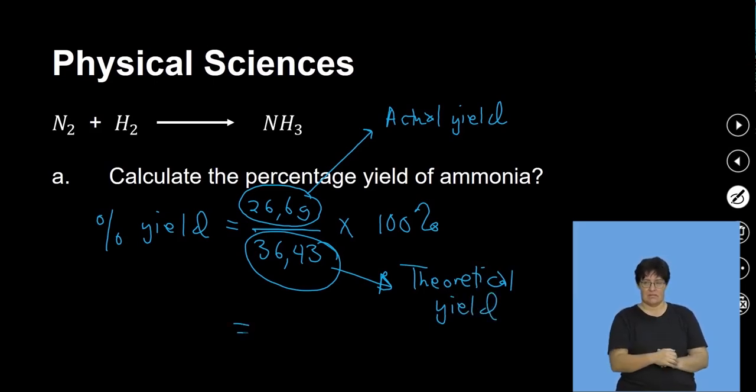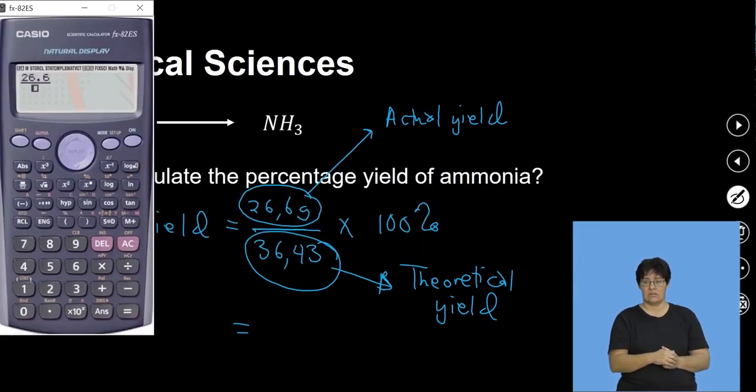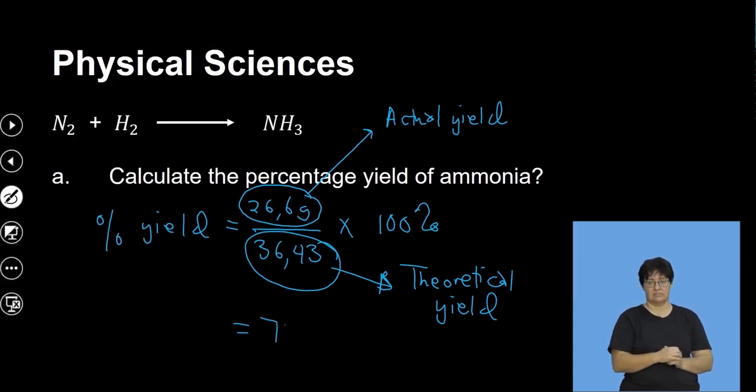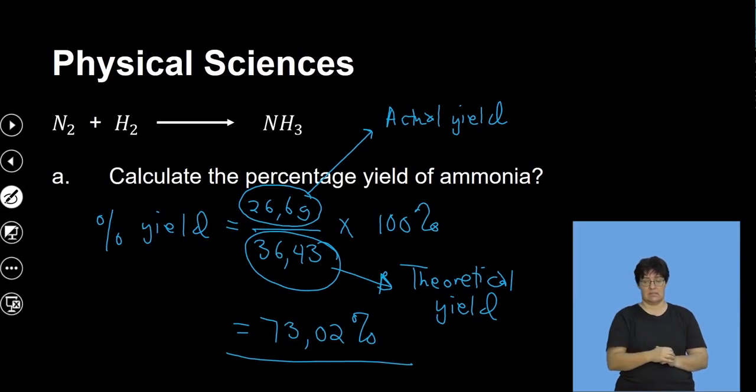Then this gives us, if we go to our calculator just to verify that, 26,6 divided by 36,43. We multiply that by 100 so that we get that percentage. So the value as a decimal fraction is 73,02%. So that's the percentage yield of ammonia.